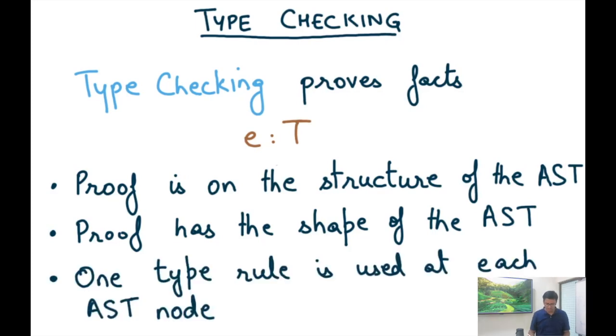And one type rule is used at each AST node. We have a set of type rules, let's say a database of type rules. At every node in the AST, we figure out which type rule to use, depending on our set of rules and which one matches. Based on that, we identify the type of any internal node of any AST, and from there we keep moving on. So one type rule is used at each AST node.